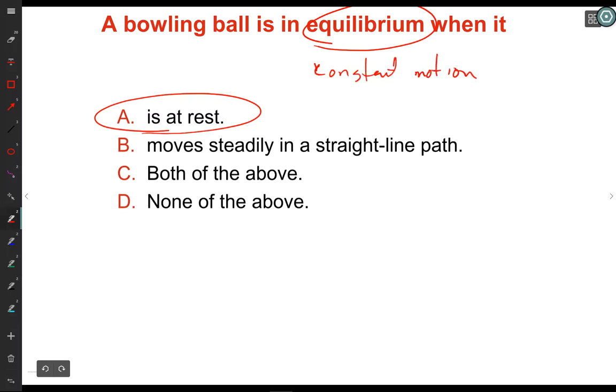So if it's at rest, is its motion changing? Yes or no? No. So that means it's a constant rest. So A was definitely in equilibrium.